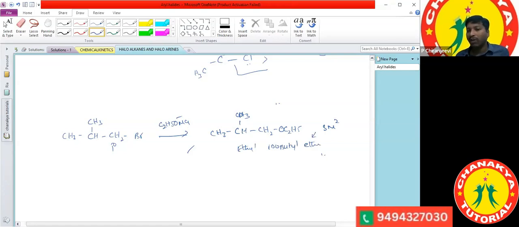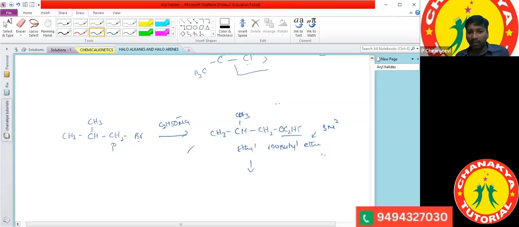Why are you calling it SN2? It is a nucleophilic substitution reaction. In this one, Br is replaced by the ethoxy group. And what is the other one here? In this one, it is highly unstable.